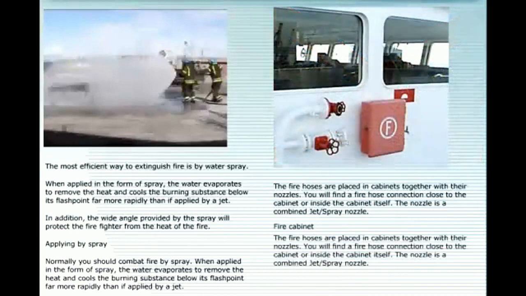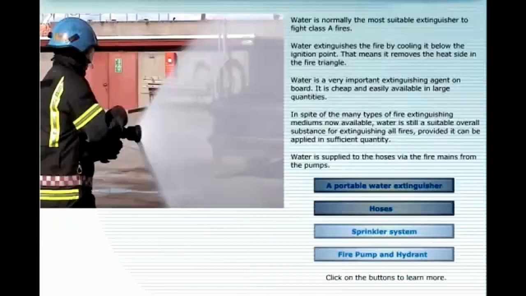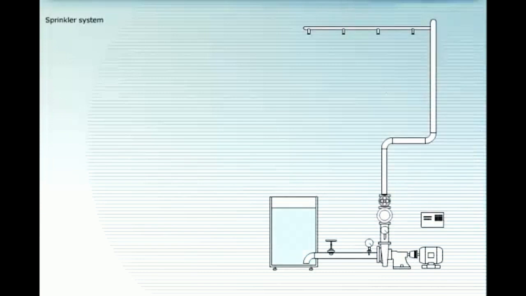Sprinkler system. A sprinkler system is normally used to protect the accommodation area. It extinguishes or prevents fire by spraying water from nozzles in the ceiling. Depending on the system, the sprinkler system is activated manually from the bridge or engine room, or automatically when a nozzle is exposed to heat.